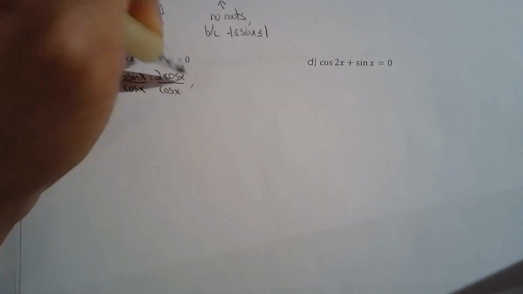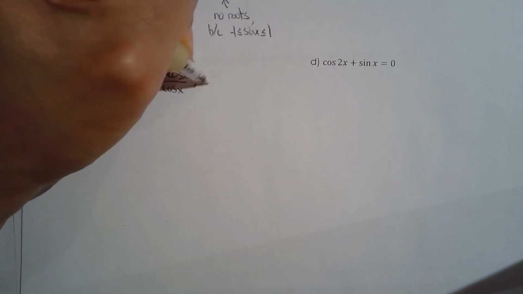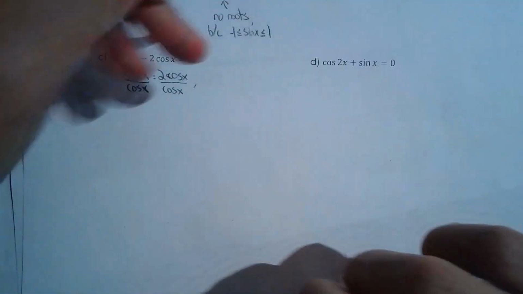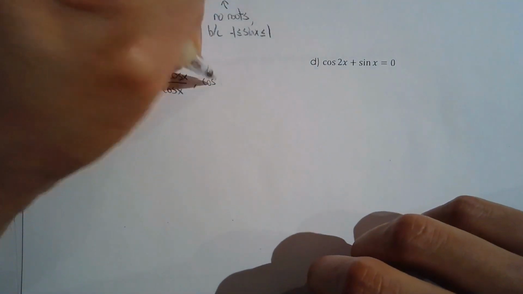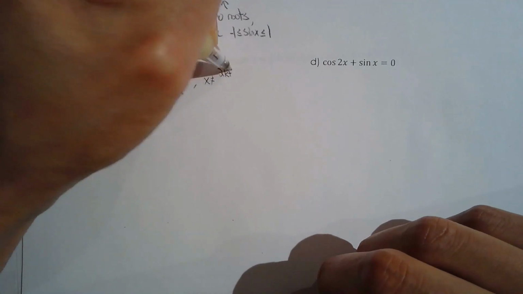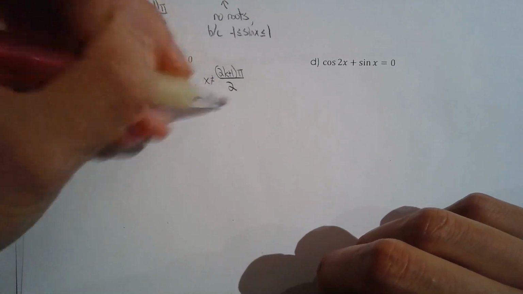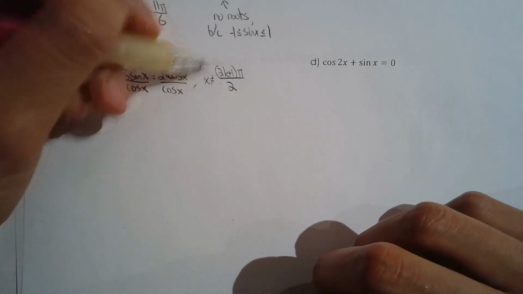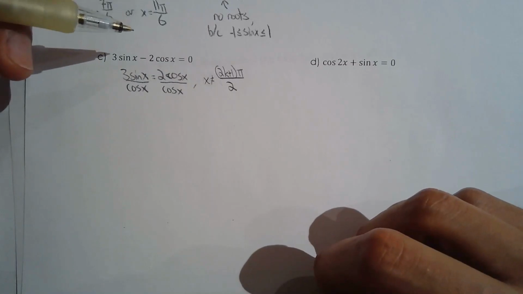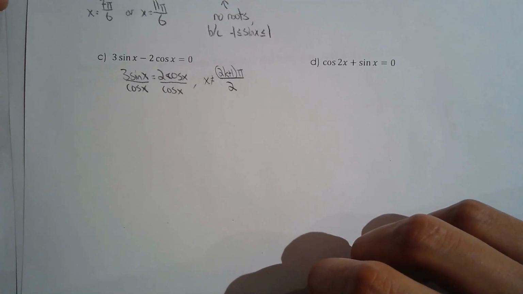So I'm going to write something even more specific. Cos x can't be 0, because I can't divide both sides by 0. I'm going to write x cannot be equal to an odd multiple of pi over 2, because that's when cos x is equal to 0. If you don't know where I came up with this, go back to the first lesson of the unit and you'll see the cosine graph, and it's equal to 0 at any odd multiple of pi over 2.